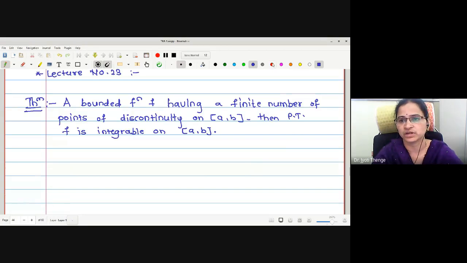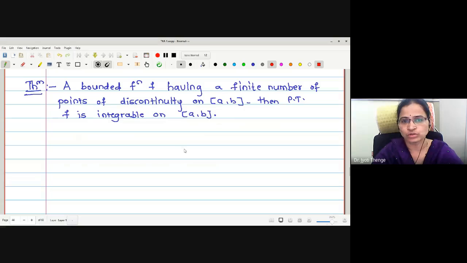Before going to the textbook proof of this theorem, I will write the textbook proof in blue afterwards. Before that, we will just try to understand how the theme of the proof is being developed. Here, what is the assumption? The function is bounded. Also, it has a finite number of discontinuities. Therefore, for the time being, we will assume the function has p points of discontinuity.